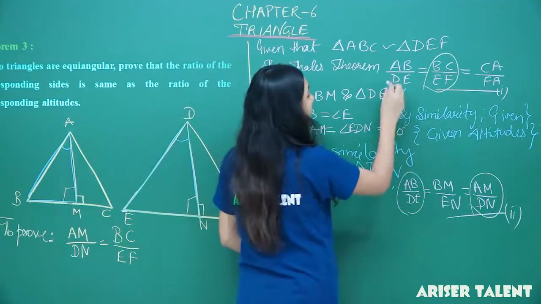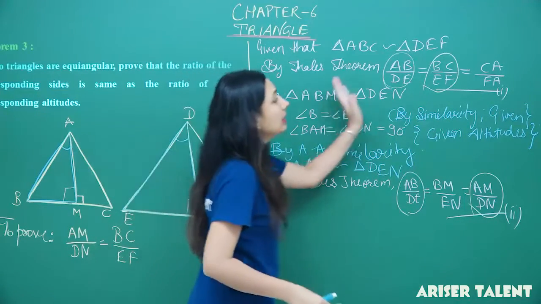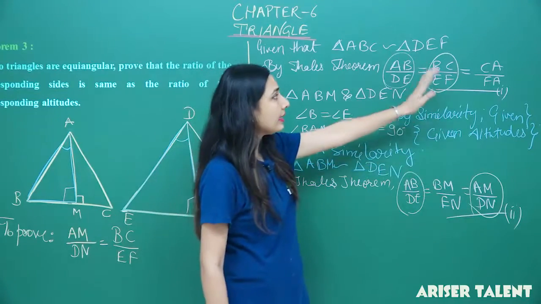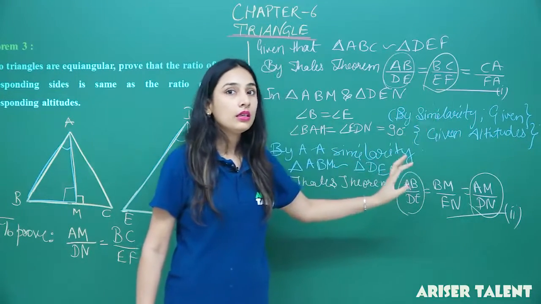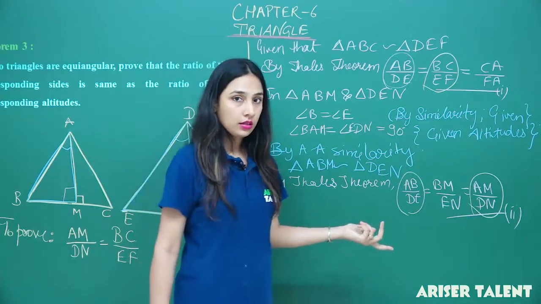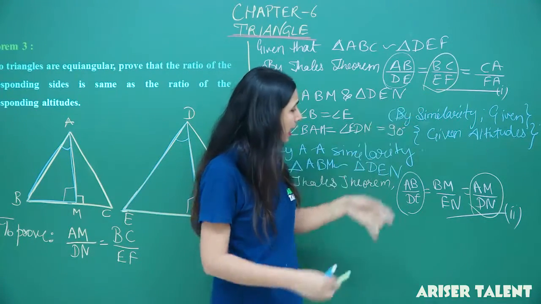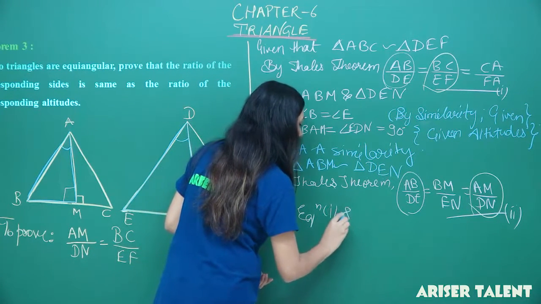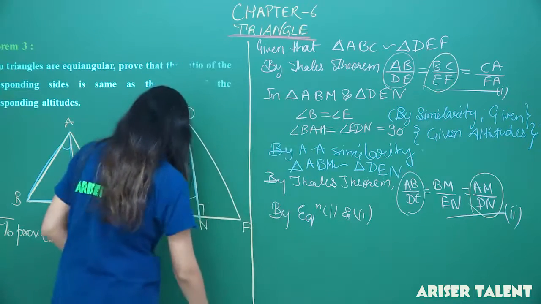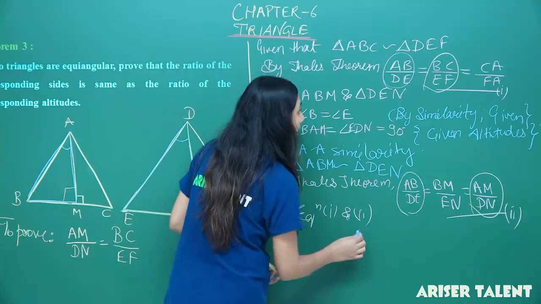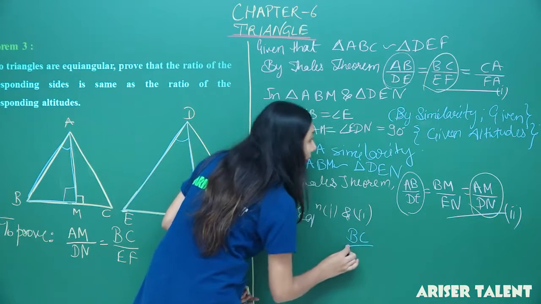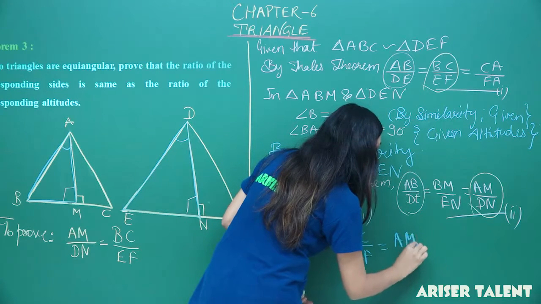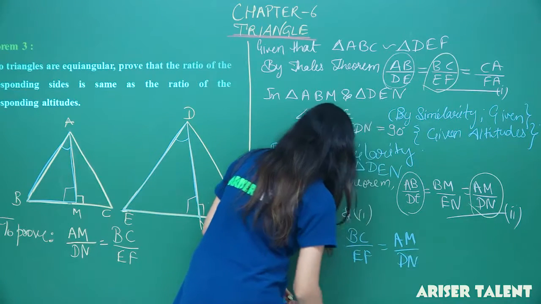Now, look at this, AG by D, and here AG by D. So, this proportion is equals to this proportion. Okay. So, what we can say? Then any two proportions from these two equations are equal to each other. So, we can easily say that by equation 1 and 2, what we are having is actually BC by EF is equals to nothing but AM by DN. Right, students?